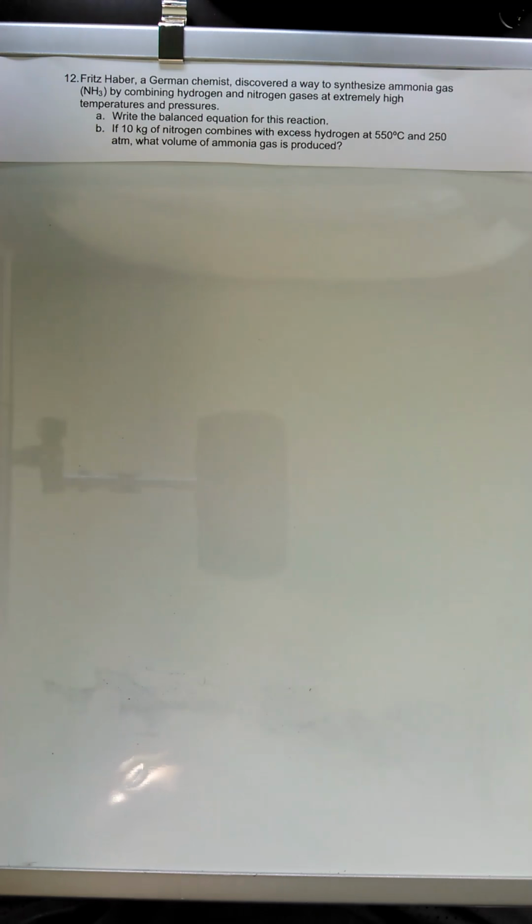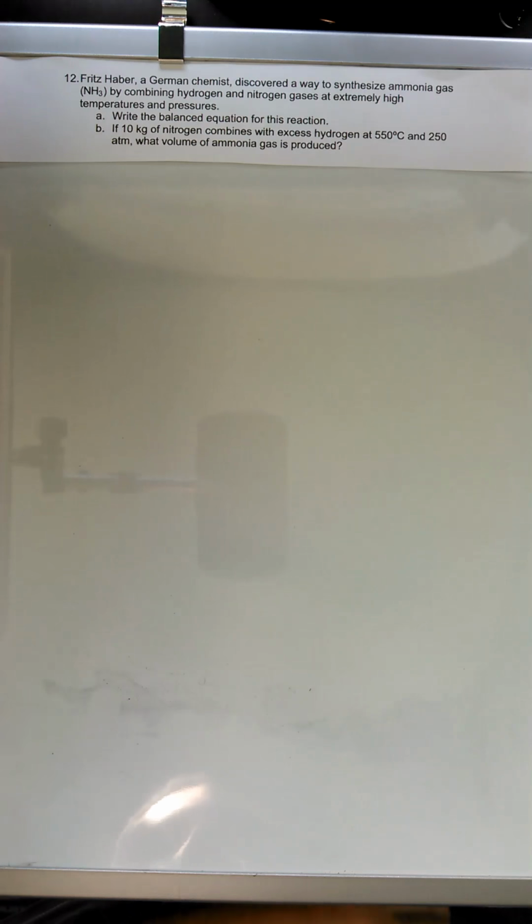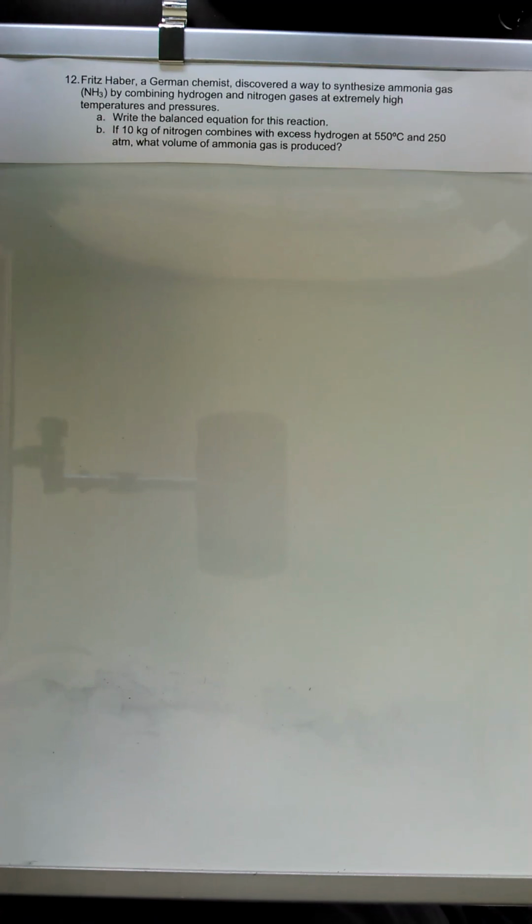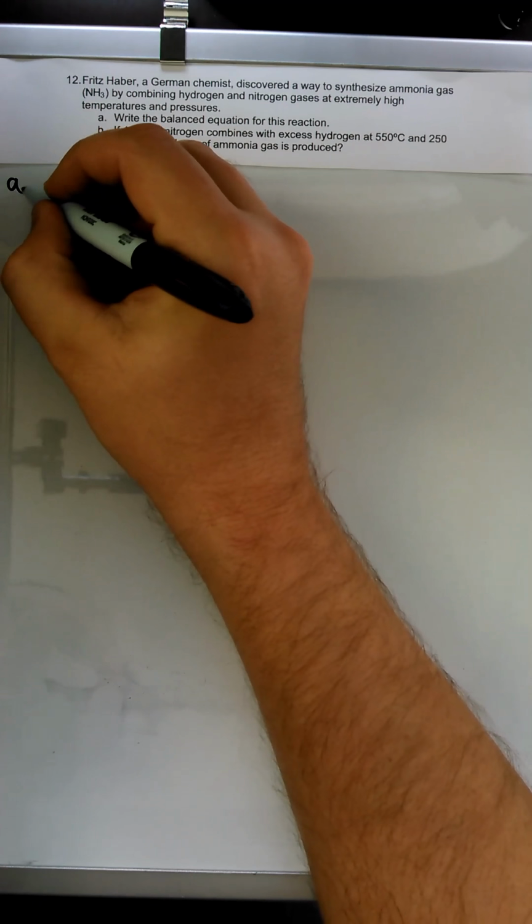Number 12 says, Fritz Haber, a German chemist, discovered a way to synthesize ammonia gas, NH3, by combining hydrogen and nitrogen gases at extremely high temperatures and pressures. Just to let you know, this is extremely important in the agricultural industry today. All right, part A says, write a balanced chemical equation for this reaction.